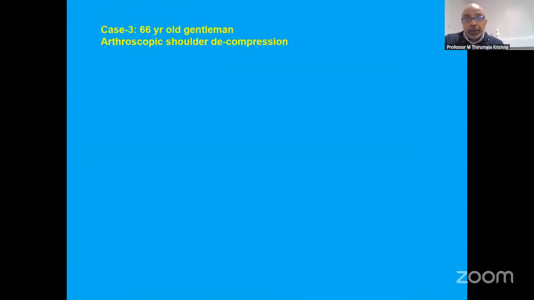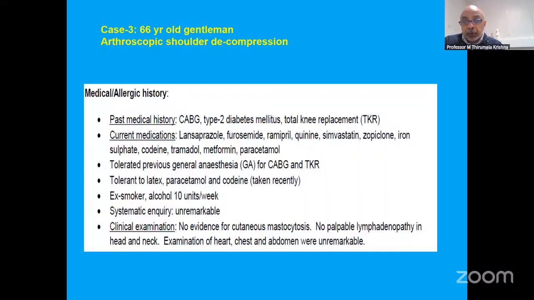My third case is a 66-year-old gentleman. He had an arthroscopic shoulder decompression. The patient has multiple comorbidities: ischemic heart disease, underwent CABG, type 2 diabetes, total knee replacement. They were on multiple medications. They tolerated previous general anesthesia for a CABG and total knee replacement. Clinical examination was absolutely normal, and they were an ex-smoker. So that's the background of this patient.